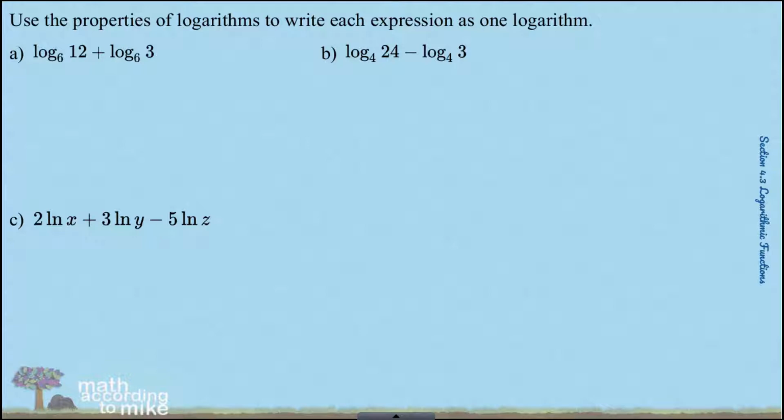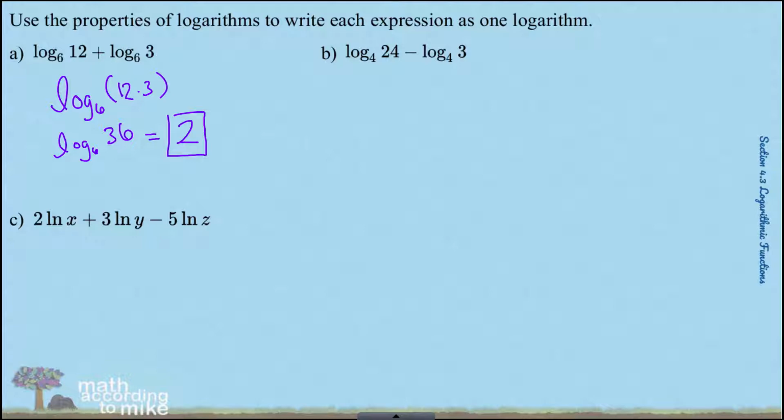So in part A, when you are adding logarithms, you multiply the arguments. So this will be log base 6 of 12 times 3. 12 times 3 is 36. But now pay attention because sometimes these simplify even further. 36 is a power of 6. 6 to what power is 36? 2. So this one happened to simplify to 2. They don't always simplify, but you should always check. So again, when you add logarithms, you multiply the arguments.